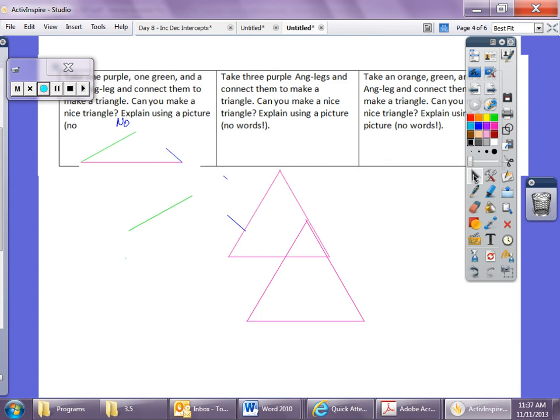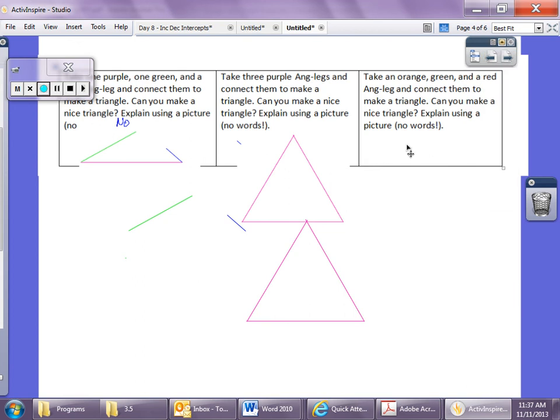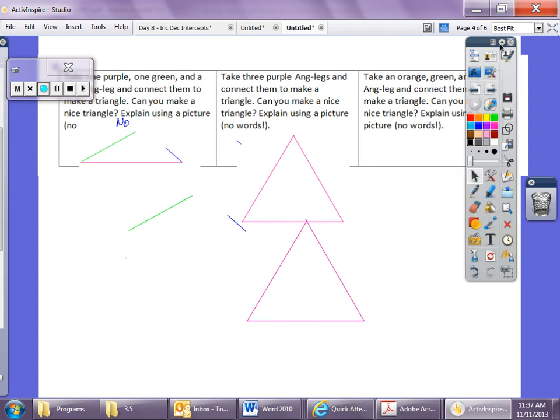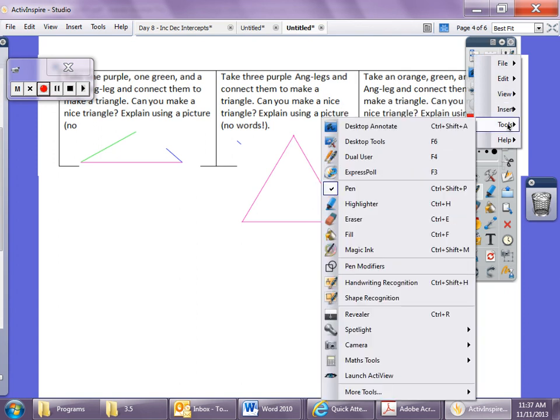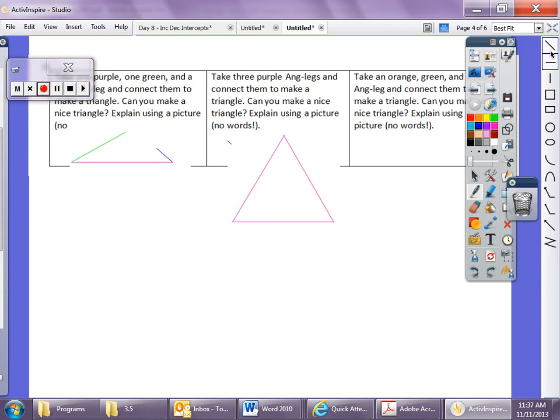And then the last one, if we take an orange, a green, and a red, can we connect them? Well, now we need an orange, a green, and a red. So let me make my modifiers, give me my straight lines. We'll make these a little bit bigger so they're easy to work with. We have a red, an orange, and a green.